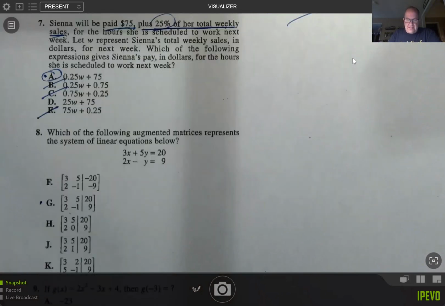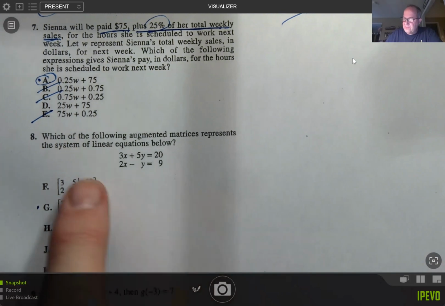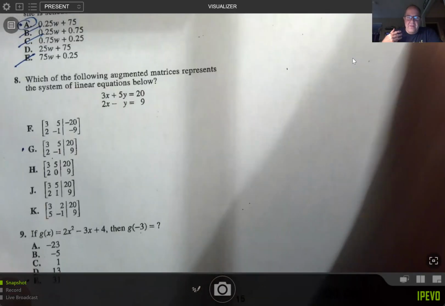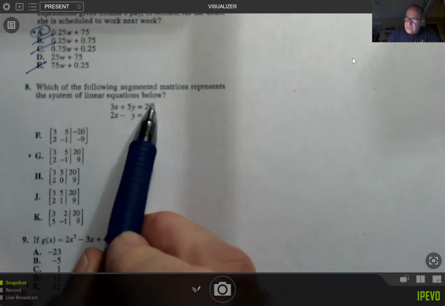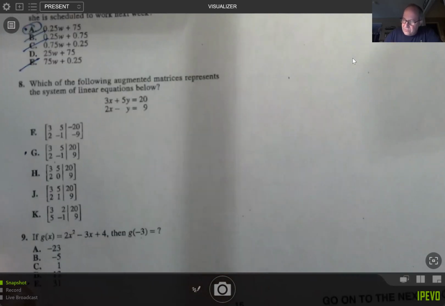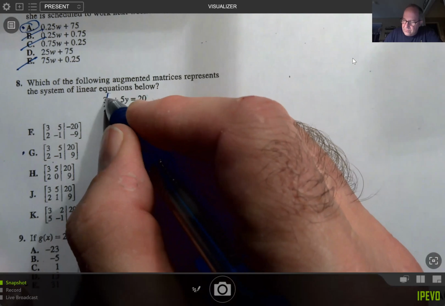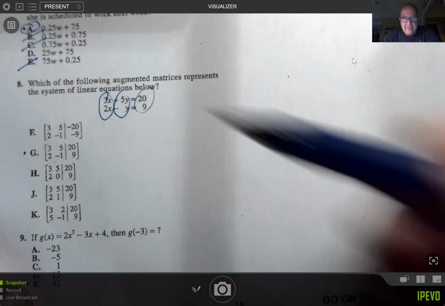All right, number 8, it's matrices, and many of you have not seen them yet. On an ACT test, we'll see maybe one matrix question. It's asking which of these would be the setup. These are called augmented matrices. So here's the deal. Whenever you're going to transform a system of equations into a matrix, you kind of enter into a covenant. And what you say is the first column will be all the x's, the second column will be the y's, and the third column will be the constants.